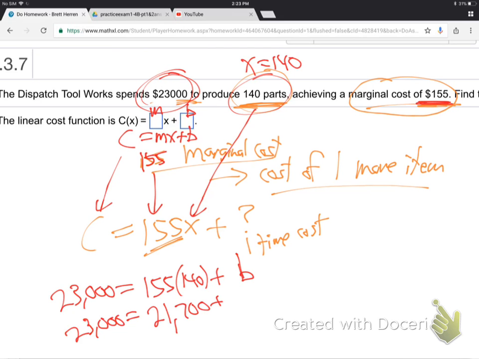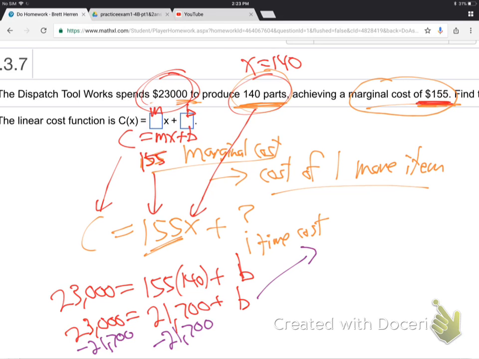700, thank you. Plus B. How do we solve that little equation for B? You would just take away the 21,000. Correct, subtract the 21,000. Remember algebra? Subtract 21,700 from both sides there. Is that okay? Bring it over here.